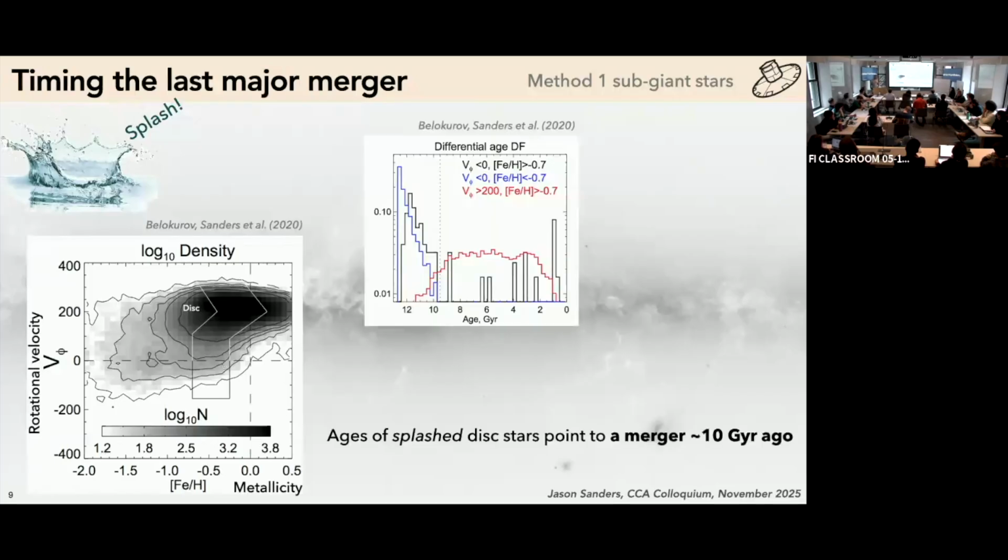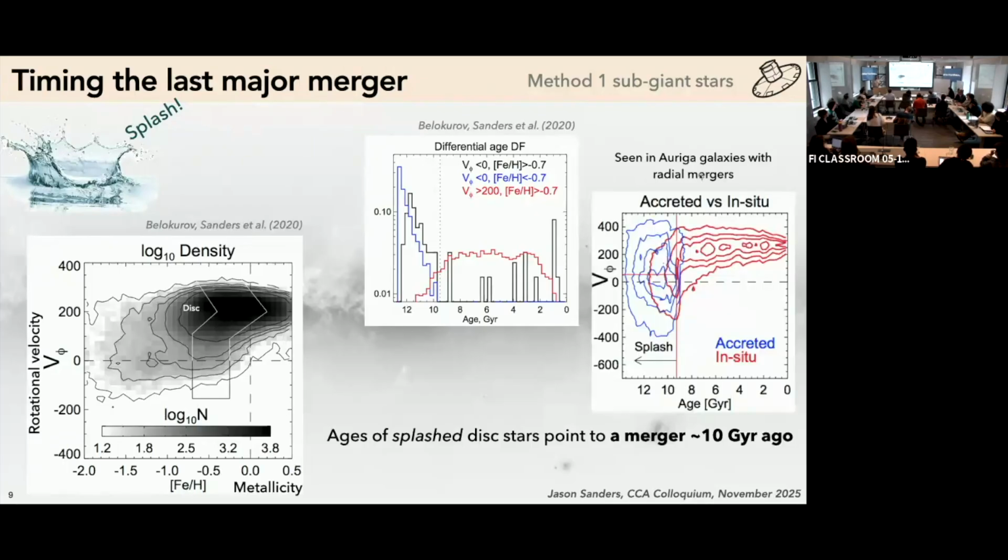So for these stars, using this first method that I described earlier on, we have ages. So it's using the subgiant stars, the main sequence turn-off type stars. And we can then, somewhat crudely, see that the splash population has stars that are no younger than about 10 billion years old. So this gives quite good evidence that this merger was fairly early on in the history of the galaxy.